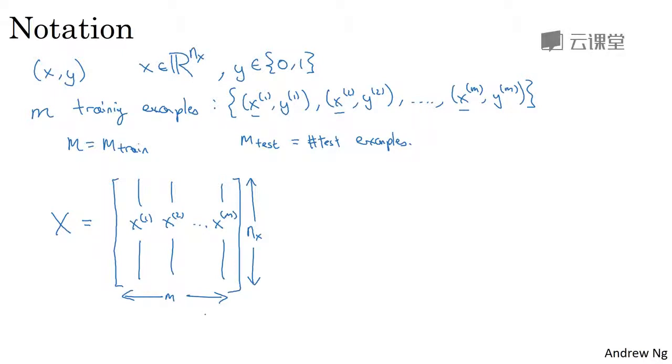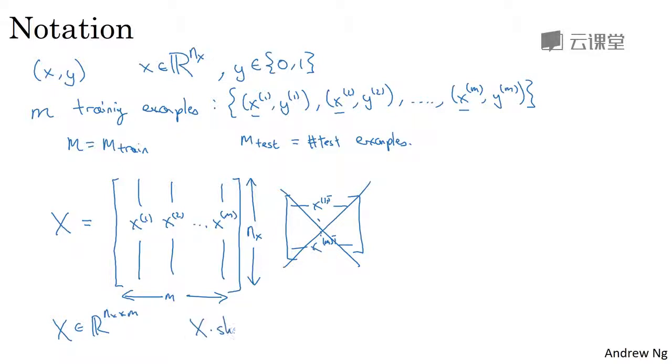Notice that in other courses, you might see the matrix capital X defined by stacking up the training examples in rows, like so, x1 transpose down to xm transpose. But it turns out that when you're implementing neural networks, using the convention I have on the left will make the implementation much easier. So just to recap, X is an nx by m dimensional matrix, and when you implement this in Python, x.shape, that's the Python command for finding the shape of a matrix, will be nx comma m. This just means it's an nx by m dimensional matrix.